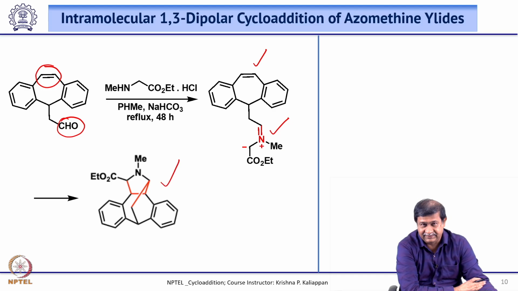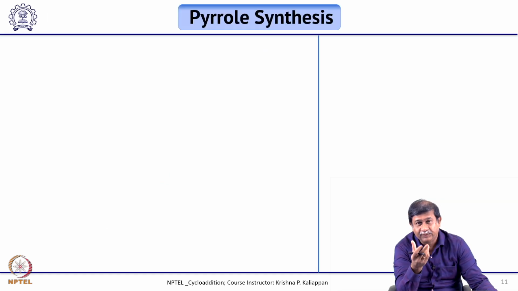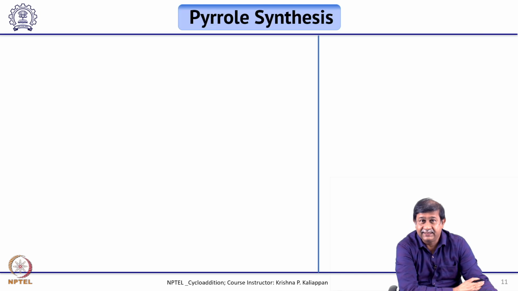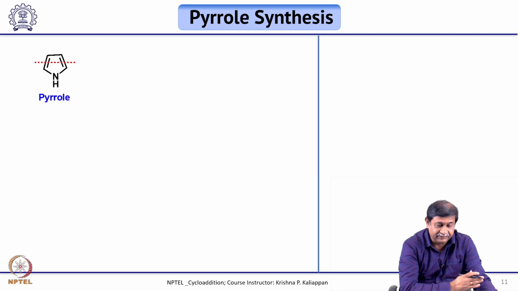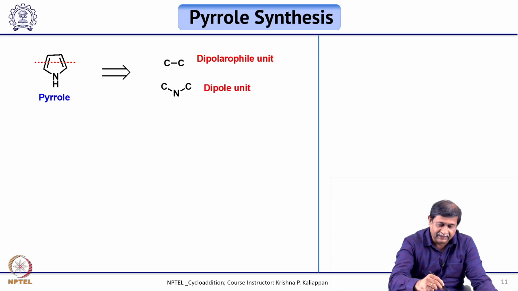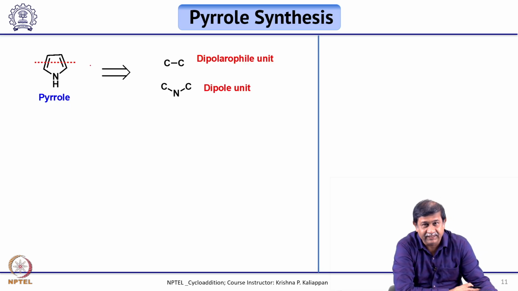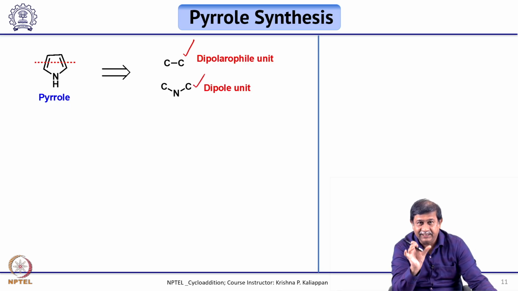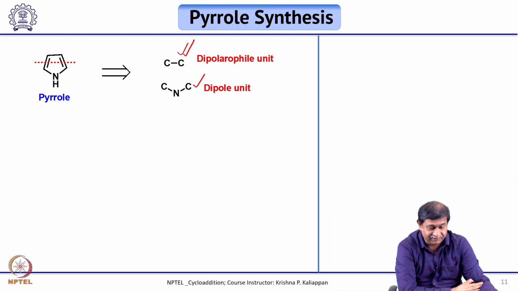substituted pyrrolidine rings. And if you have two double bonds in the pyrrolidine, then they are called pyrroles, and these pyrroles also can be obtained by 1,3-dipolar cycloaddition. For example, so this is pyrrole, and if you cleave the pyrrole in such a way that the top portion is the dipolarophile and the bottom portion is the dipole. So if you generate an appropriate dipole with a dipolarophile which has a triple bond, then the possibility of generating pyrrole is very high.